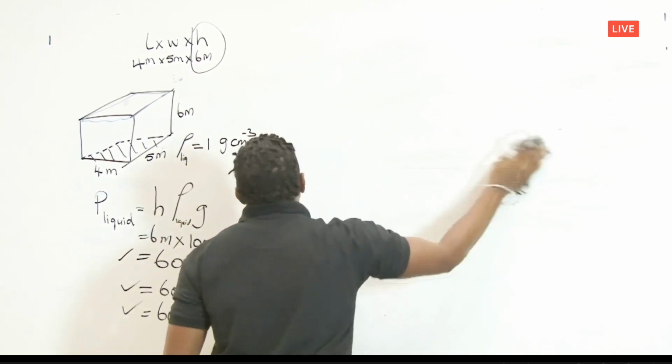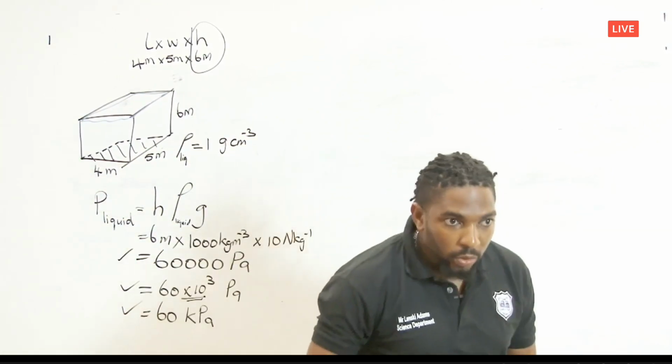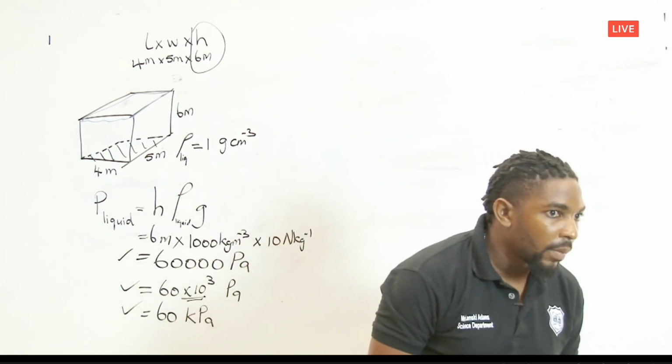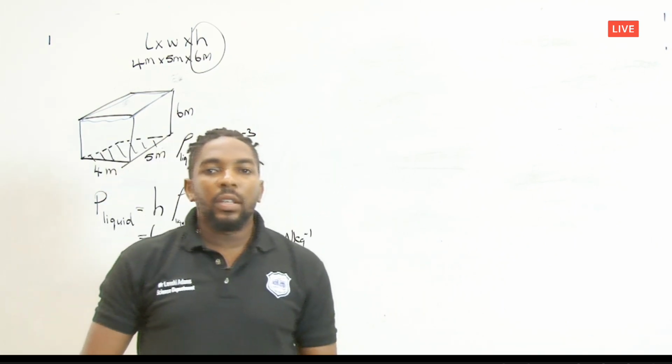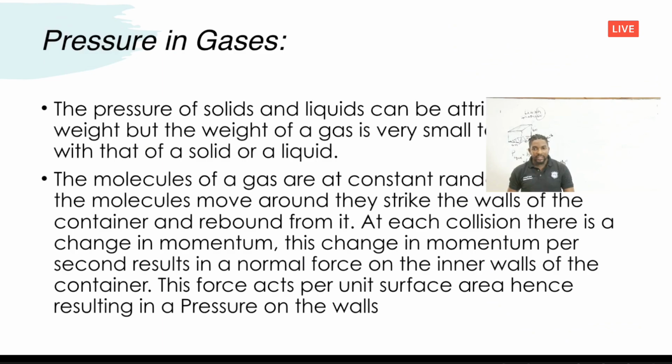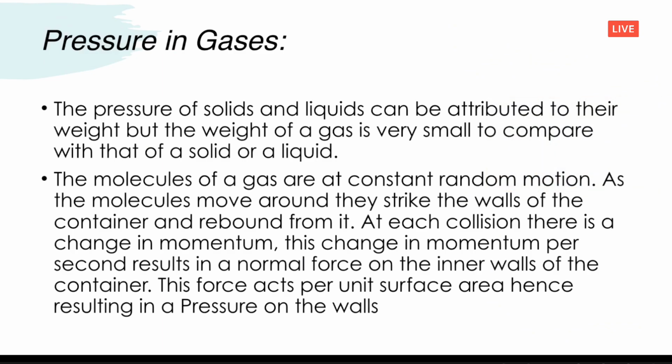Now we're going to look at pressure in gases. We want to know what contributes to pressure in gases. Good? Now it says that the pressure of solids and liquids can be attributed to their weight, but the weight of gas is very small compared with that of a solid and of a liquid, because we can't really take air and measure it on a scale, right?